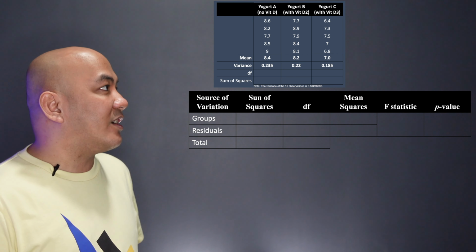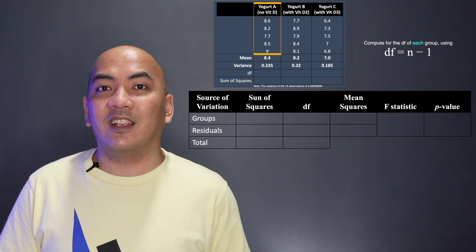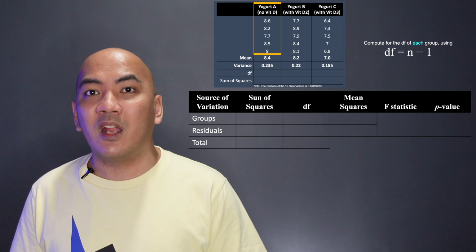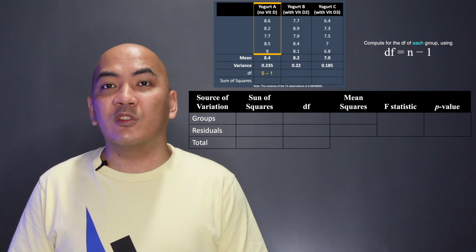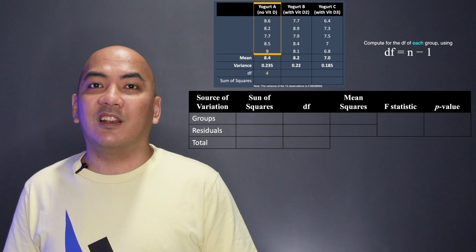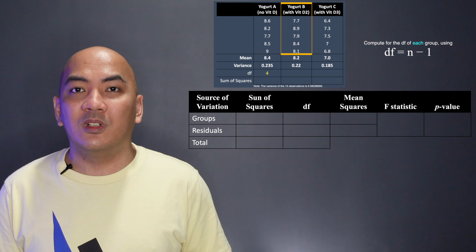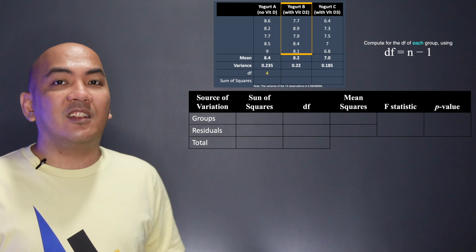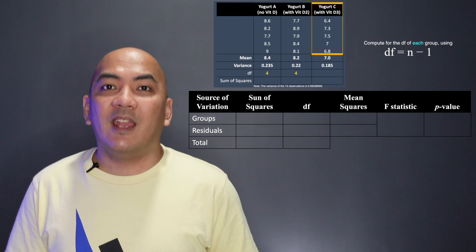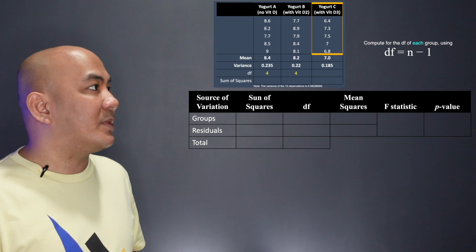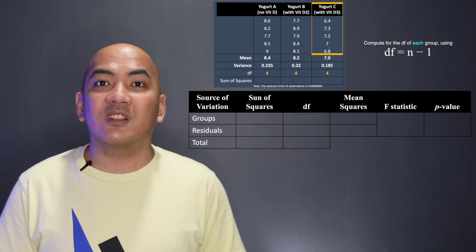As you can see on the data, there are 5 participants who took the yogurt without vitamin D. And since that is just a single group in which the DF is n-1, and since there are 5 participants, the DF of that group is 5 minus 1, which is 4. And similarly, on the other group, wherein those are the participants who took the yogurt with vitamin D2, since there are 5 participants and the DF is n-1, the DF is also 5 minus 1, which is 4. And similarly, on the other group, wherein these are the 5 participants who took the yogurt with vitamin D3, the DF is also 5 minus 1, which is 4.